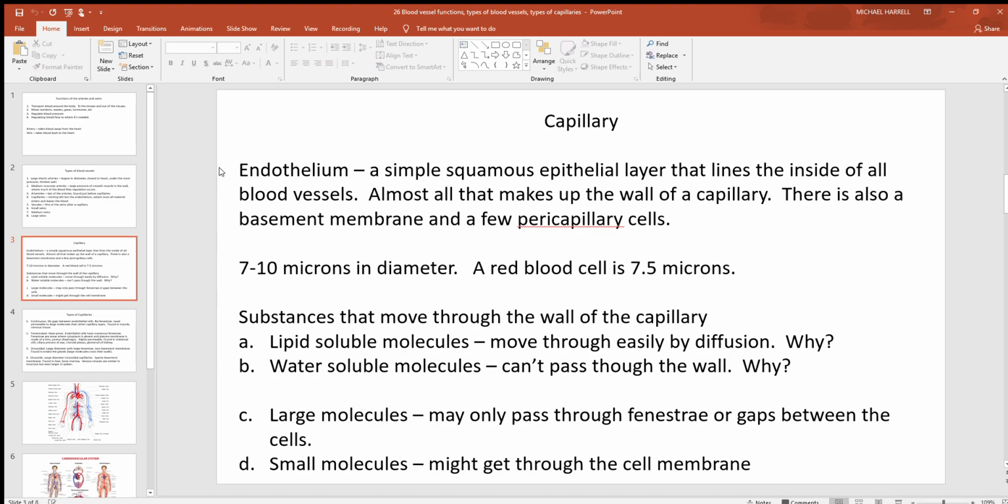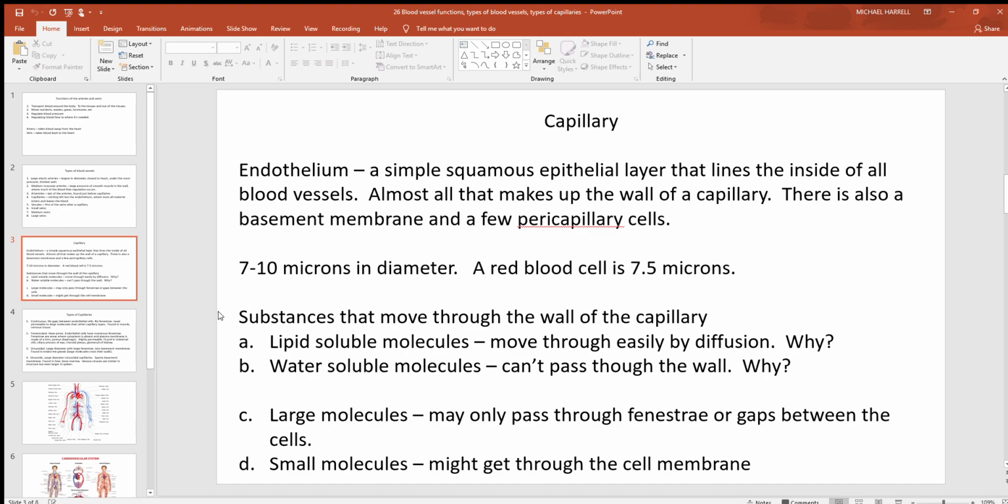When you look at the diameter of a capillary, notice how they're about 7 to 10 microns in diameter. And that size is important because notice that a red blood cell is only about 7.5 microns. So that shows you that these red blood cells have to go through these capillaries single file, one after another. And if these reds didn't have that biconcave shape that made them very flexible, they'd probably get clogged up in these tiny pipes and blood flow would stop.